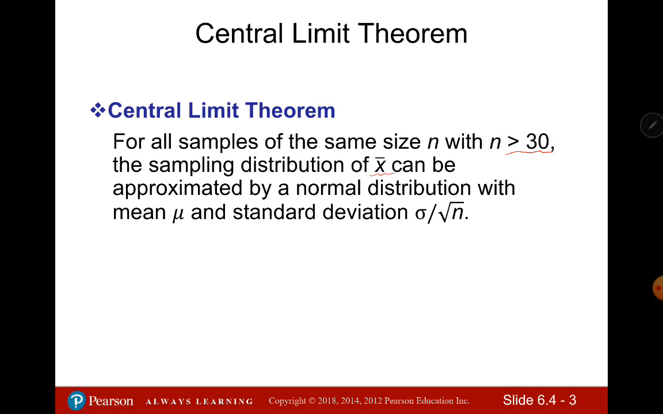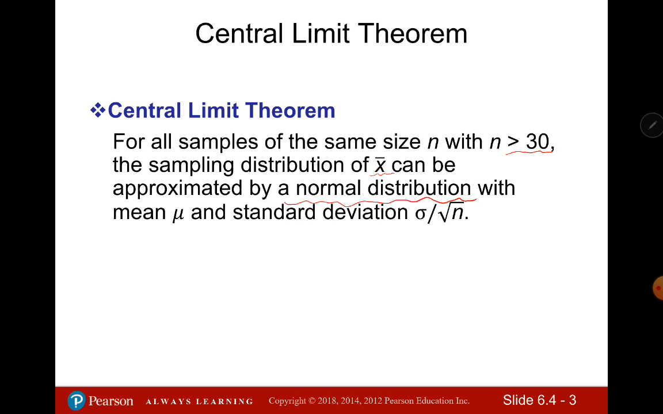We have lots of samples. For all samples, we should know the sample size of each sample, and the sample size should be greater than 30. Then we can talk about the distribution of the sample means. Remember, from each sample we can get the sample mean, and we will talk about the distribution of all the means, all the x bars. Then we will say the x bars can be approximated by a normal distribution.